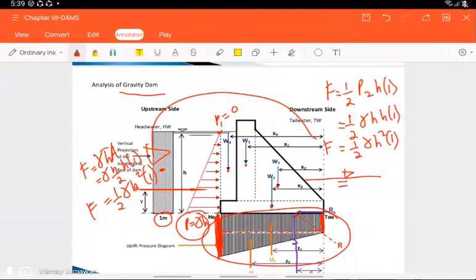Okay, again, that is the seepage or the uplift pressure. The water is the hydrostatic force, so that is the force due to the water.